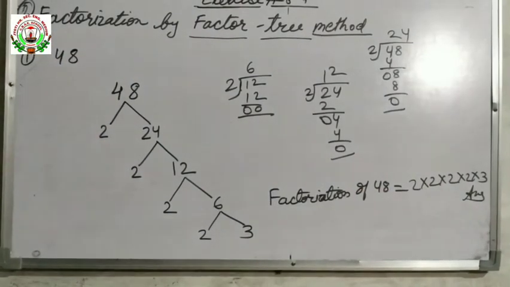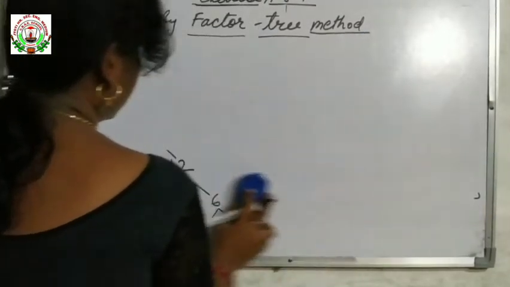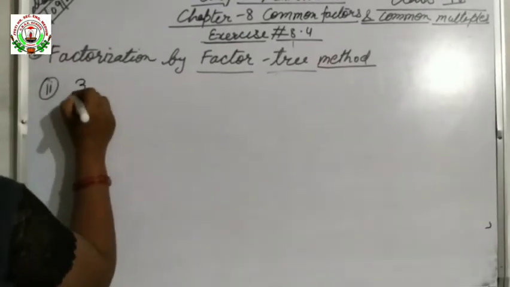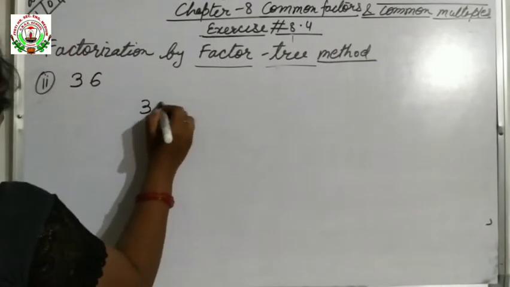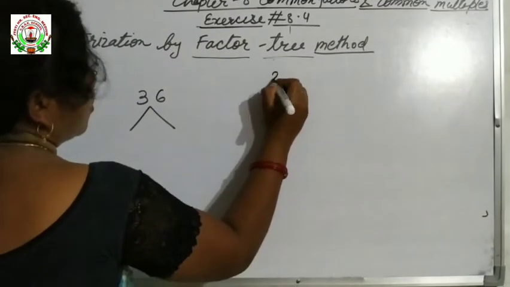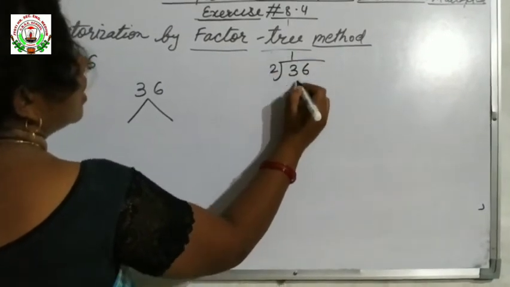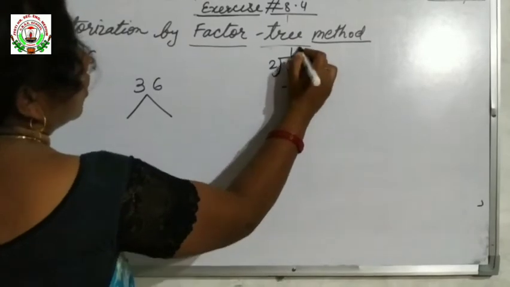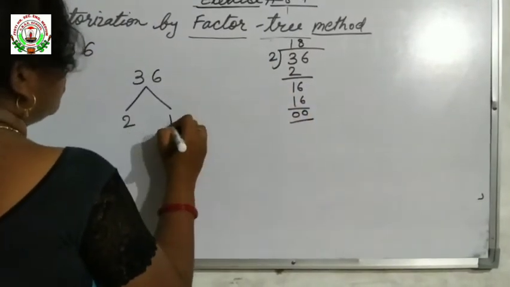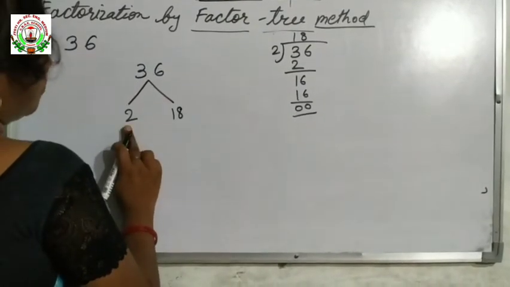Now one more question we will see. The next question is question number 2, that is 36. First you will write this 36. Now the smallest prime number is 2, so you will divide this 36 by 2. 2 ones are 2, 2 eights are 16. So 18. 2 into 18, that 2 into 18 we will get 36.